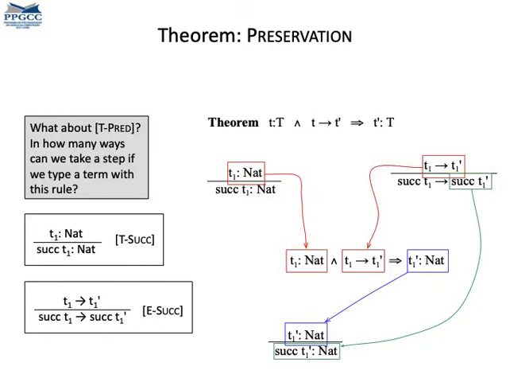Here you have the proof. Again, the red boxes mark the facts that we know are true due to the premises. Blue indicates what we learn from induction, and green is what we want to prove. In other words, we want to find a type for suc T1 prime, and the arrows show how we plug facts to derive this type.